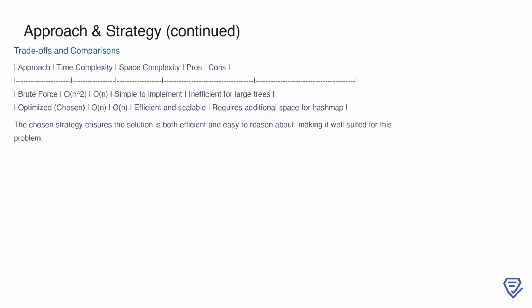This approach is both efficient and scalable, making it the better choice for this problem. The additional space required for the hashmap is a reasonable trade-off given the significant improvement in time efficiency. Overall, the chosen strategy ensures our solution is not only fast but also easy to understand and implement, making it ideal for a wide range of input sizes.